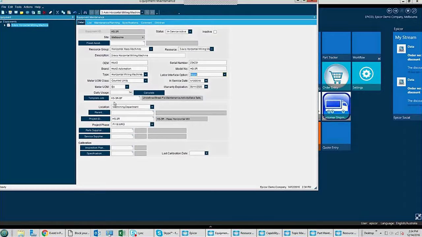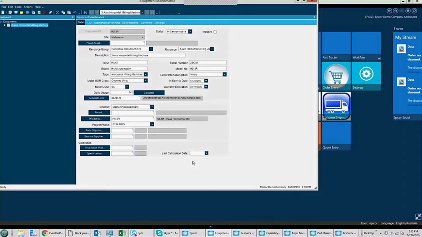Do I have a maintenance job that is a standard protocol for fixing this if it breaks? Where is this equipment currently? Does it have a parent? Is it part of a capital project? In which phase are we at in that capital project? We can also nominate who are the spare parts suppliers and the service suppliers. If it was a piece of equipment that needed calibration, we could look for the inspection plan and the specifications and when that last calibration date actually took place.